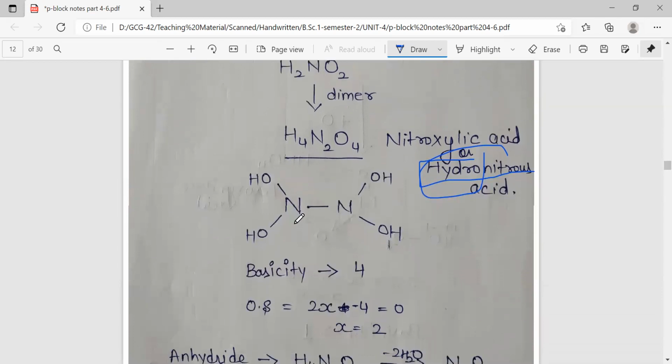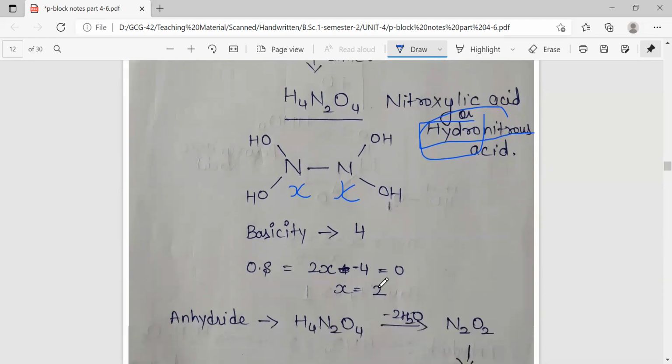For the oxidation state of each nitrogen, how we can calculate is we will consider it as X, and this as X, and we'll get -1 -1 -1 -1. 2X minus 4 is equal to 0. So that means from here X will come out to be 2. So each nitrogen has the oxidation state of +2.